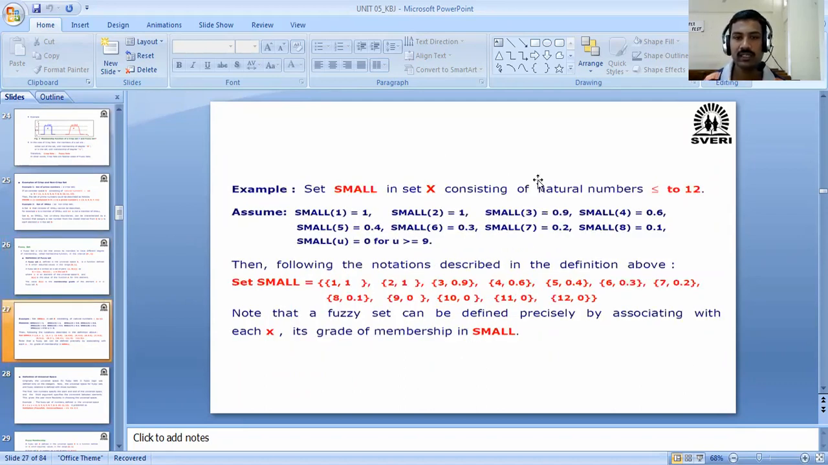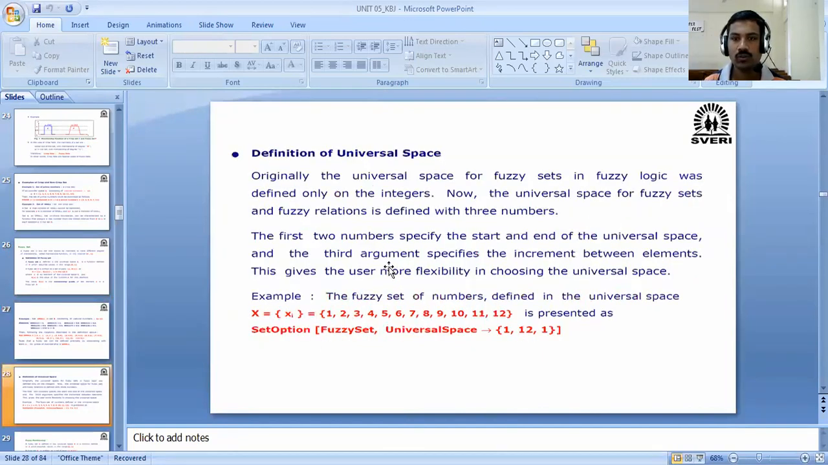Okay, again it is given with some values and examples, assumptions that you can understand. Next, definition of universal space. Universal space, the definition is given. Okay, you can go through it.